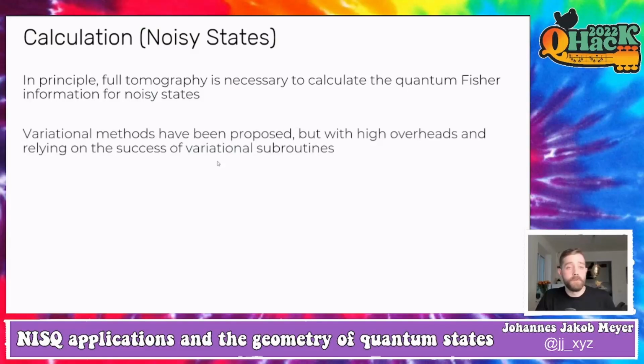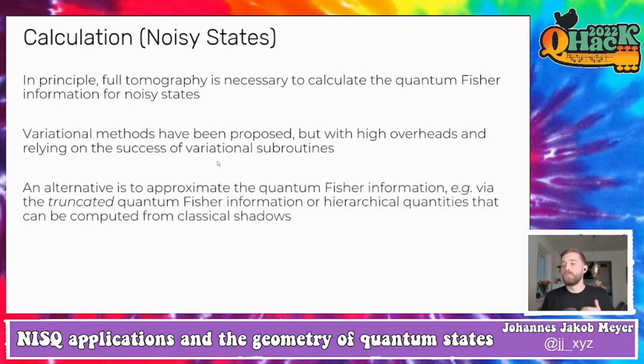Variational methods, for example, have been proposed, but those are more suited for smaller systems because you have high overheads, especially for NISQ, and you rely on the success of some subroutines, which are also variational in nature. But if you are happy not with an exact calculation of the Fisher information but some sort of approximation, you can use, for example, the truncated quantum Fisher information. So only look at the largest components of the quantum state, and some hierarchies which can be computed from classical shadows, which is just an efficient classical approximation scheme for quantum states.